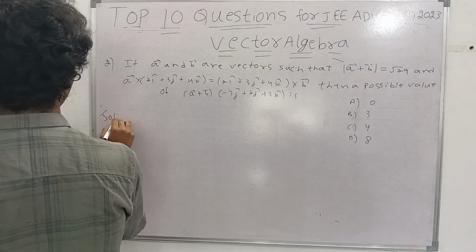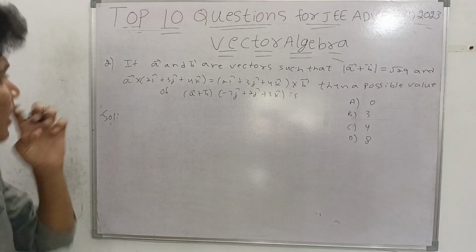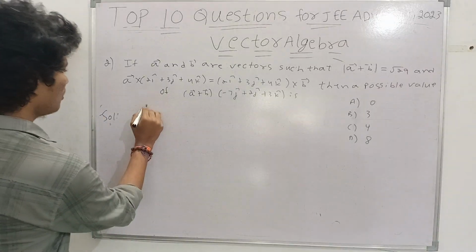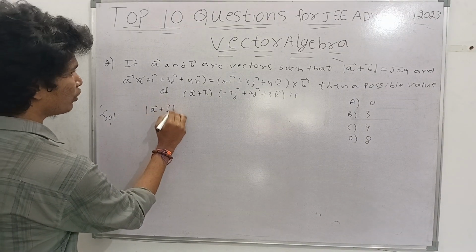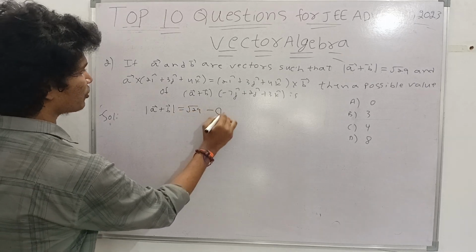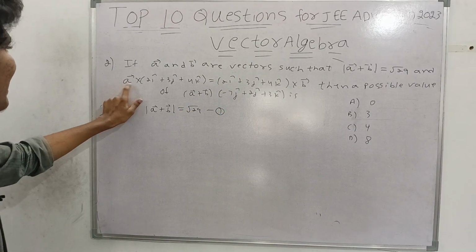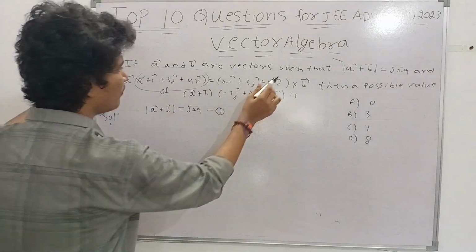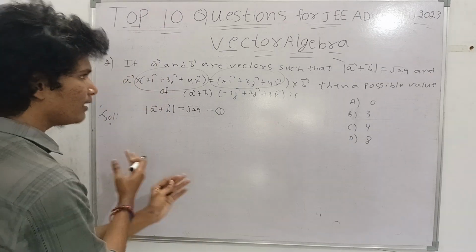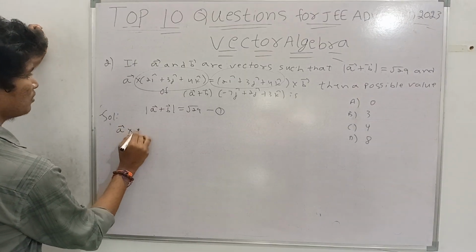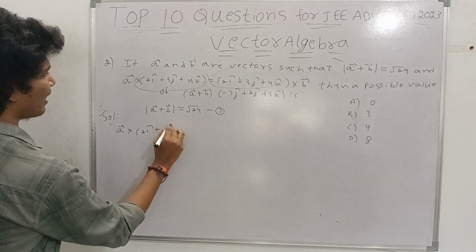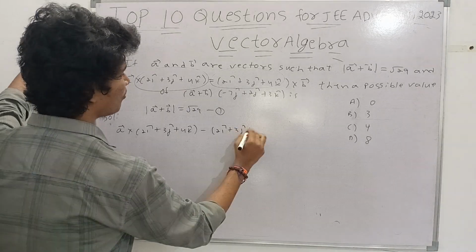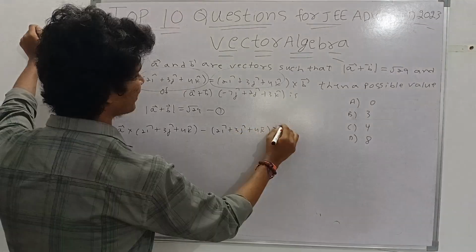So it is clearly visible what they have given in the question. They have given that a bar and b bar are vectors such that the magnitude of a bar plus b bar equals root 29. This is the first equation. Now they have given a cross this vector, and these two vectors are the same vectors if you observe carefully. So I can take one side: a cross 2i cap plus 3j cap plus 4k cap minus 2i cap plus 3j cap plus 4k cap cross b vector equal to 0.